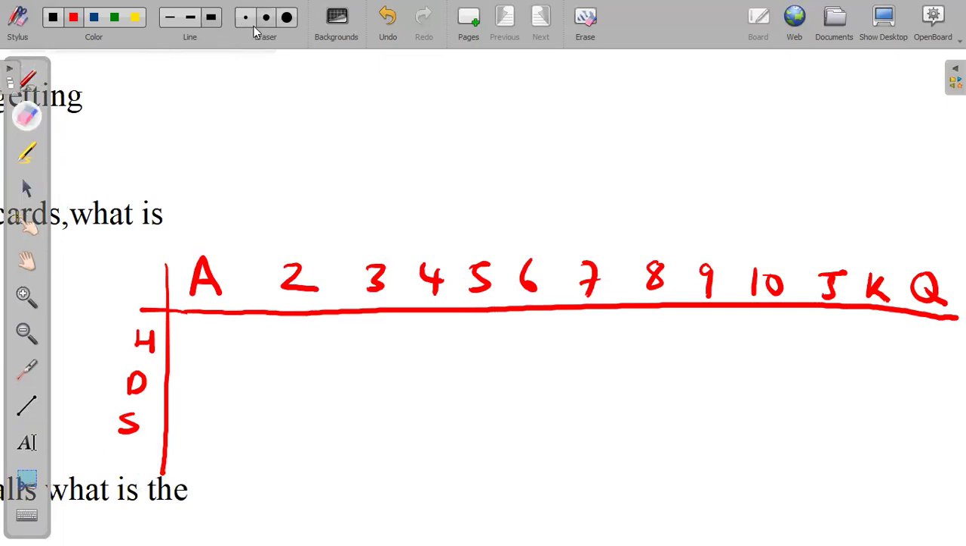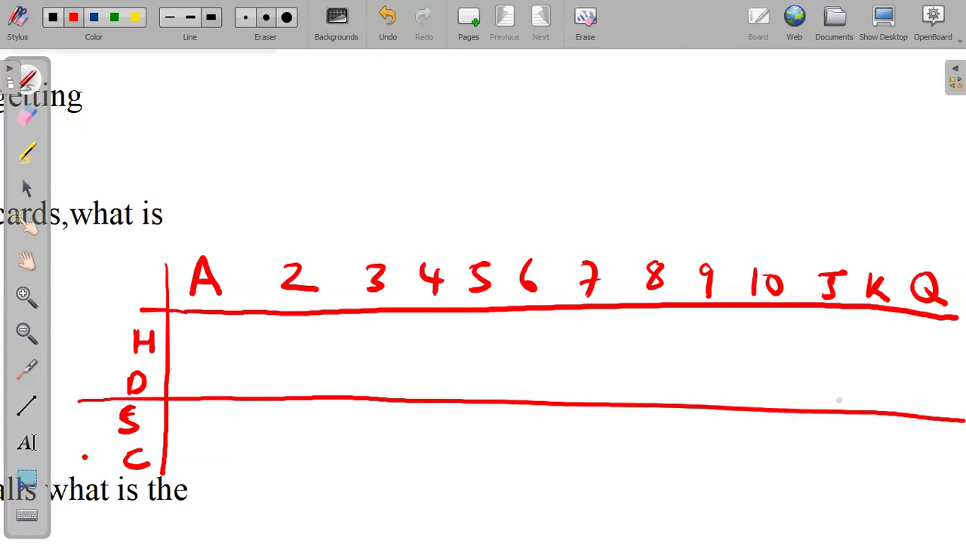Those that have a picture that almost resembles a leaf are the clubs. Then there is the spade, and then there is the diamond, which has a diamond sign, and then the heart, which has a heart sign. These first two here are red in color. These ones are black in color.